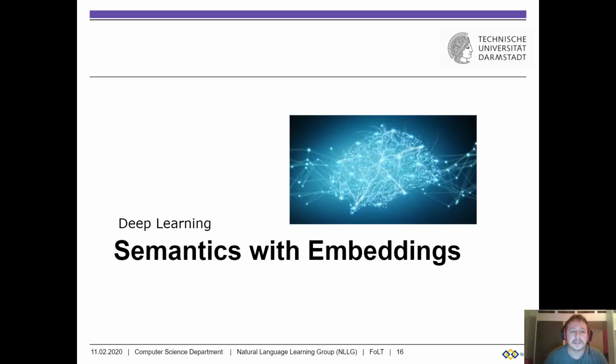Our second approach to semantics, and this second approach is based on the current state of the art, namely deep learning.